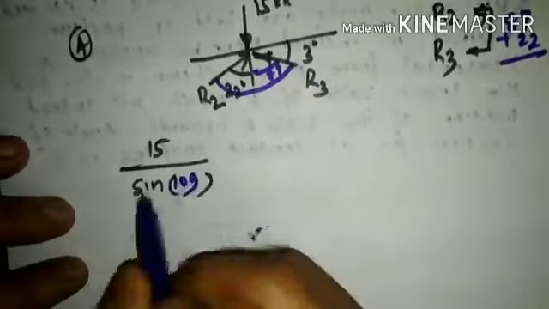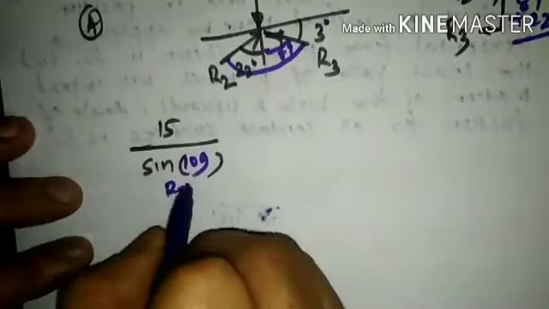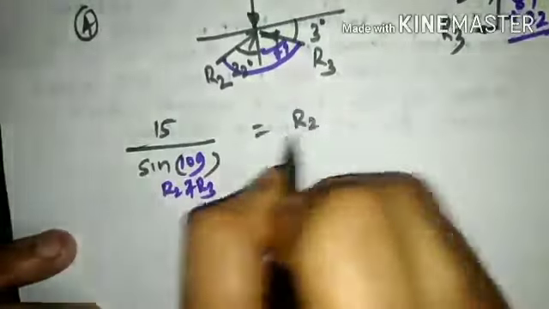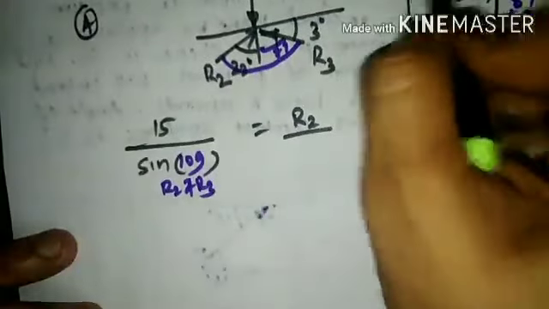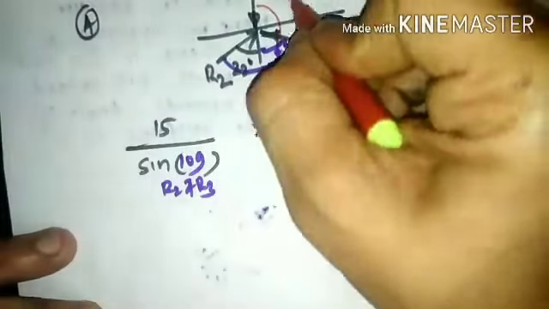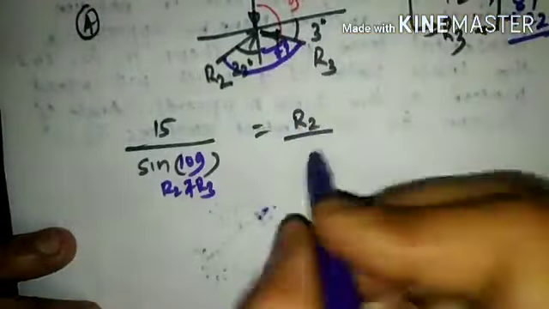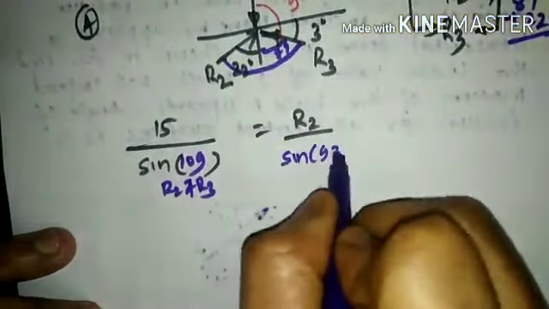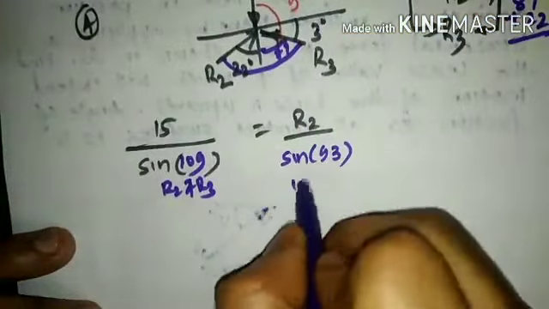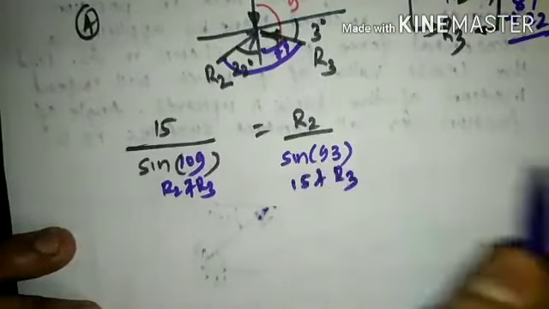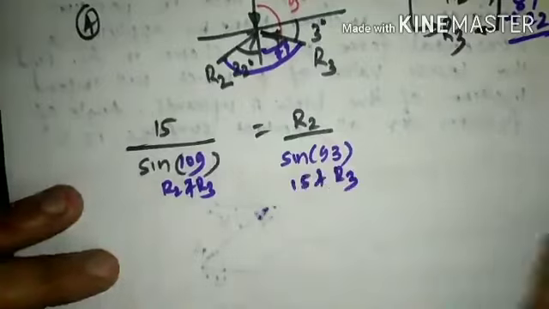So the inclination between R2 and R3 is 109 degrees. Likewise, we need to calculate the inclination for R2. When I consider R2, it is the inclination between 15 and R3. R3 is here, 15 is here. So the total inclination here shall be 90 plus 3, which is 93 degrees. So for R2, it will be sine of 93 degrees, which is the inclination between 15 and R3.